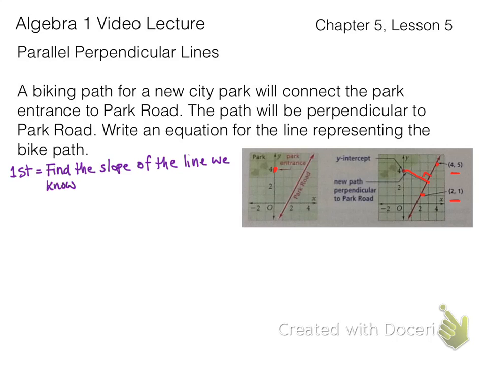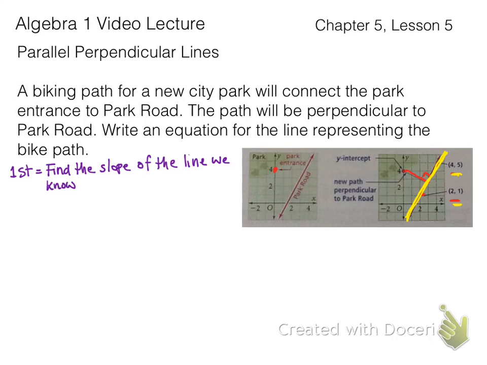All right, we're going to write an equation for the line representing the bike path, or whatever path it is. Your book's one point calls it jogging path, one other calls it a biking path, whatever. But the process is still the same. The first thing we're going to do is find the slope of the line we know. We have this line here, which is Park Road, right? And we know 2 points on that road, which is the 4, 5 and the 2, 1.